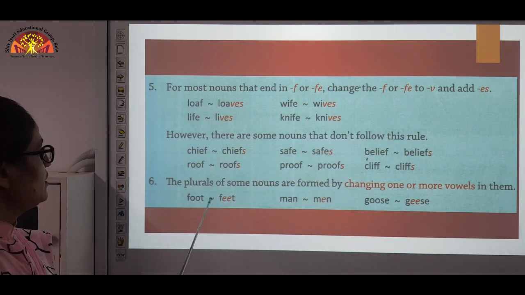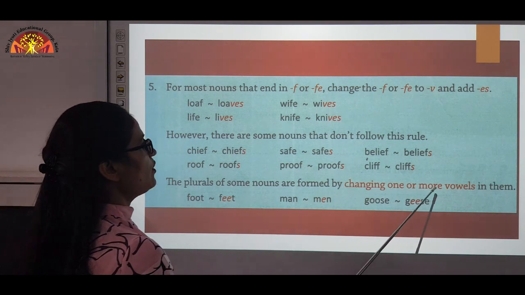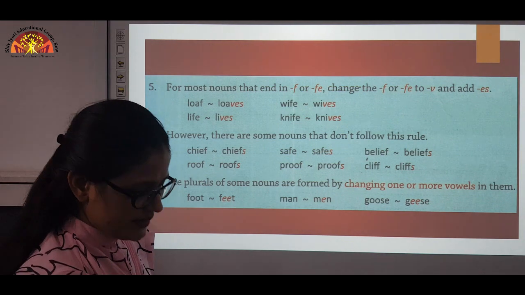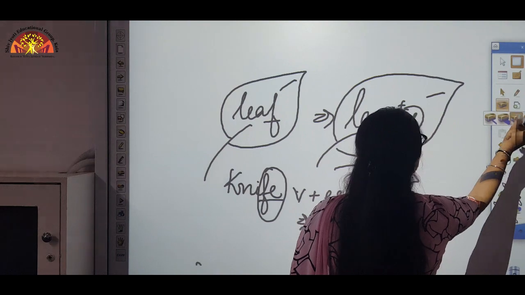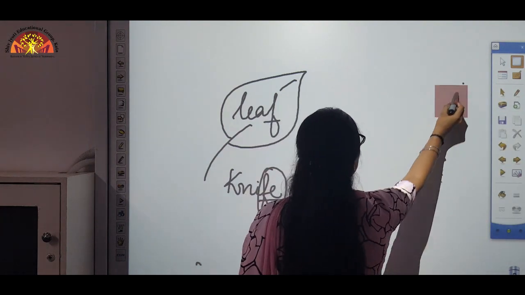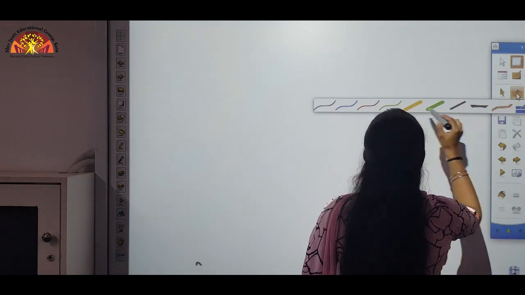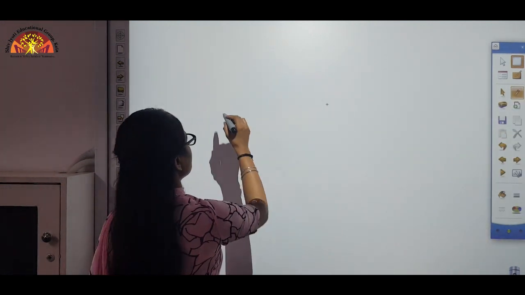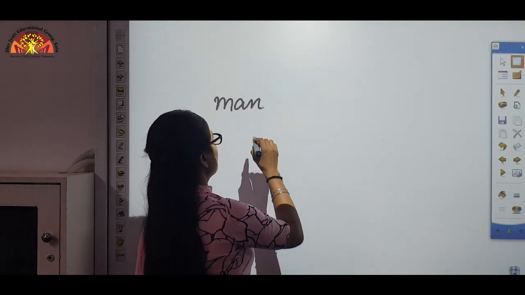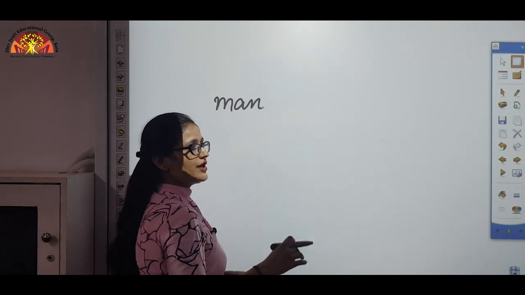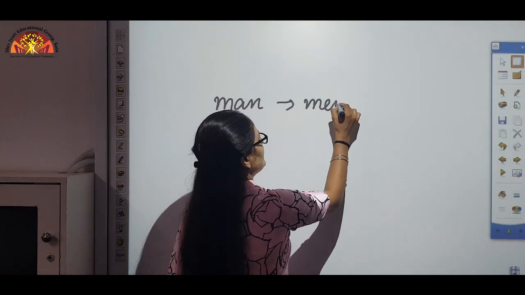Now the next rule: the plural of some nouns is formed by changing one or more vowels in them. Now this is something different, as I'll show you, just wait. Okay class. Now suppose my singular word is man. I am talking about a single man, right? Therefore I have written man, M-A-N, man. If I am talking about more than one, my word will be men, right?